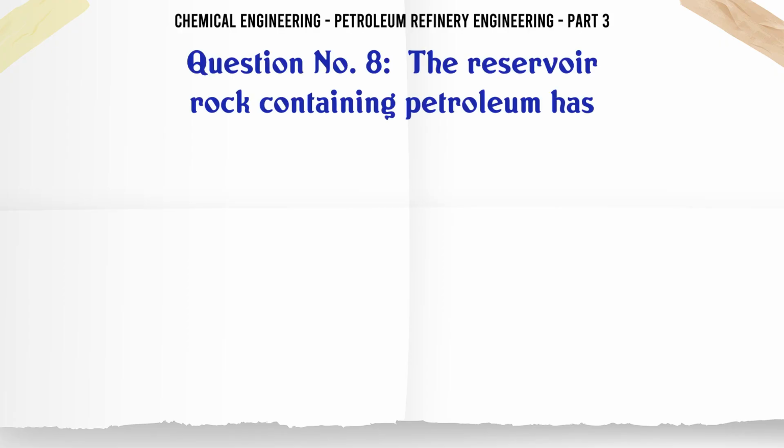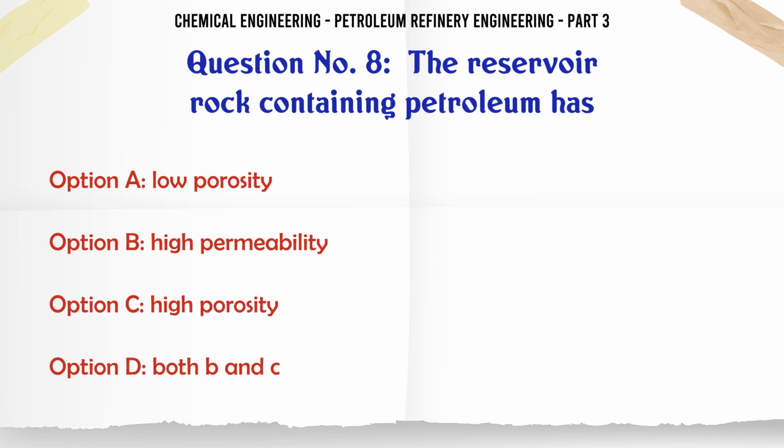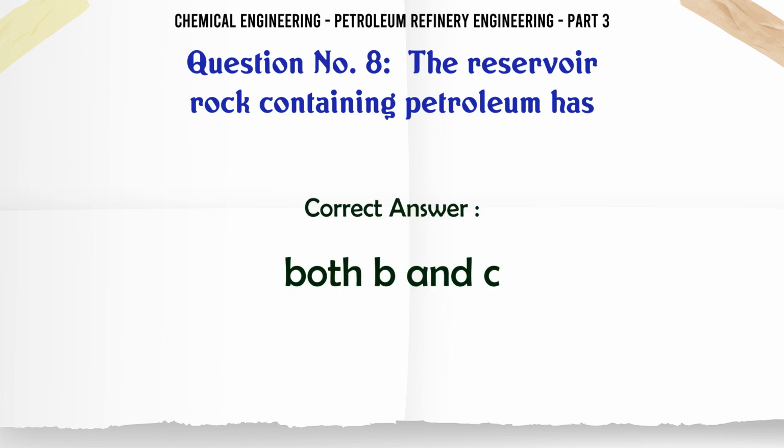The reservoir rock containing petroleum has A. Low porosity. B. High permeability. C. High porosity. D. Both B and C. The correct answer is both B and C.